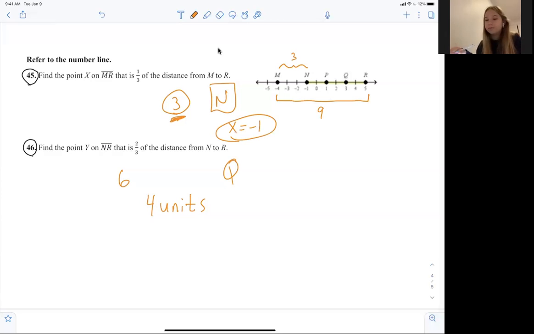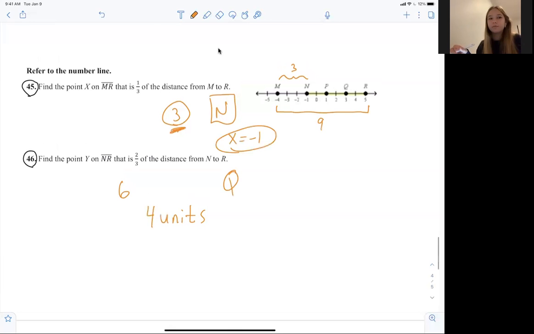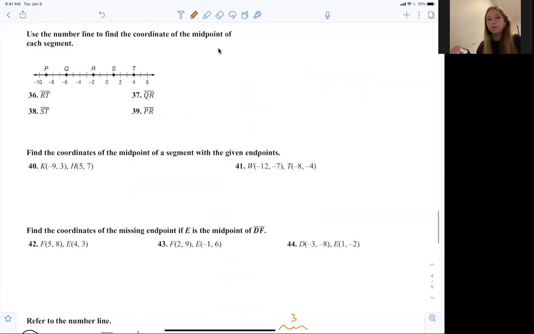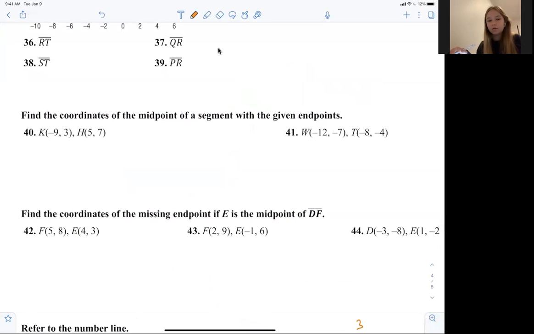Okay, somebody else on this worksheet, good for you. 40 and 41. Let's look at 40. Find the coordinates of the midpoint. The midpoint, remember, is just the average. So you're adding -9 plus 5 and dividing by 2. So the midpoint formula: x1 plus x2 divided by 2, comma, y1 plus y2 divided by 2. You with me on that? Do I need to do anything else? Or did you forget it, or you want me to tell you the answer?